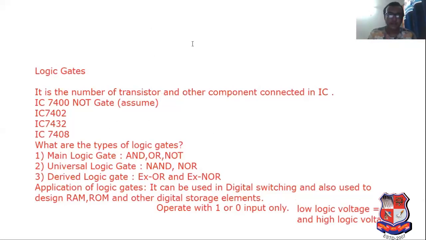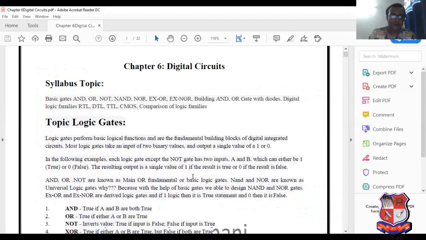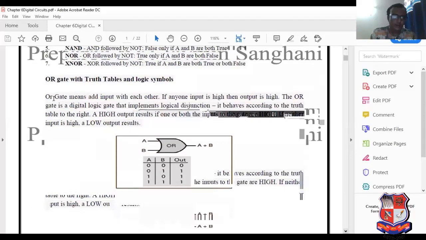Now I will switch over to the characteristics of individual gates. In this, I have shared the first logic gate. It is known as the OR gate. OR gate means what? Add inputs with each other. Add inputs with each other means what? If any one input is high, then output is high. That is the logic, the concept regarding the OR gate.